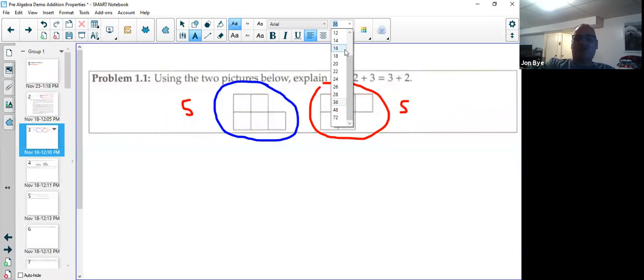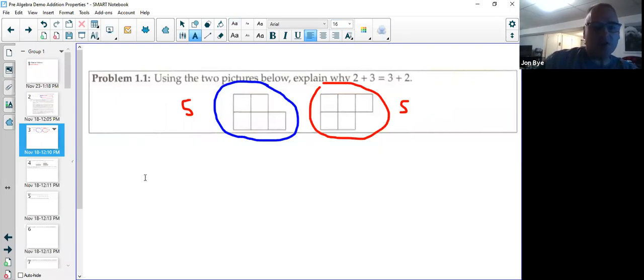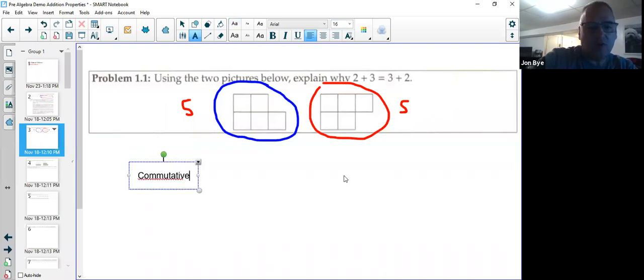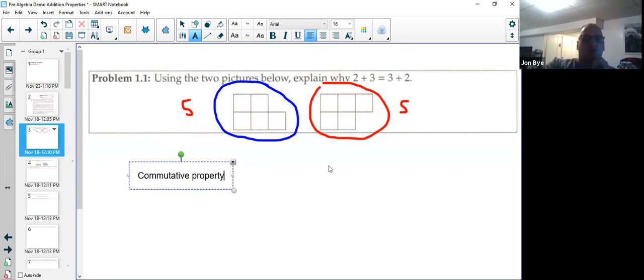Does anyone know what this property is called? I don't know. That's a good question, right? Do we know what this property is called? I'm guessing you don't, so I'm just going to tell you. This is what's called the commutative property. All right. So if you take any 2 numbers and you add them together, you can flip them, you can reverse them. It's called the commutative property of addition.